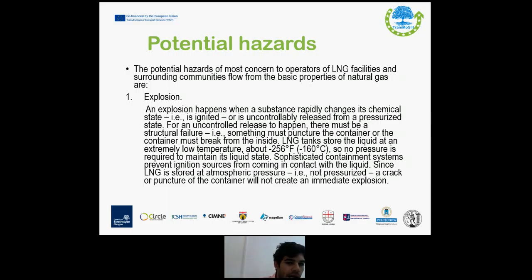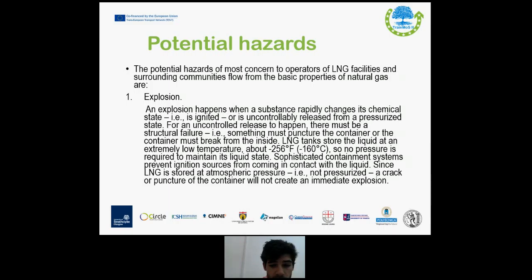Resuming back on the potential hazards. The first potential hazard is an explosion. An explosion happens when a substance rapidly changes its chemical state, in other words, is ignited or is uncontrollably released from a pressurized state. For an uncontrolled release to happen, there must be a structural failure, meaning that something must puncture the container or the container must break from the inside.